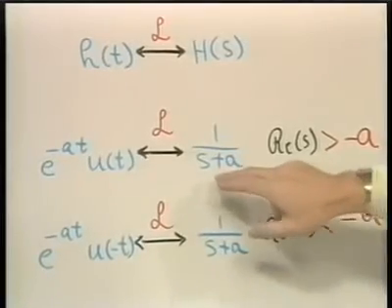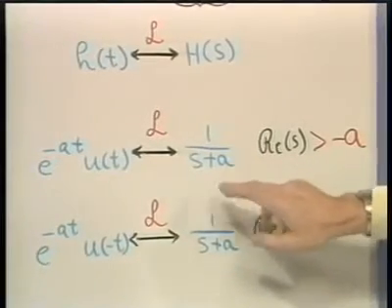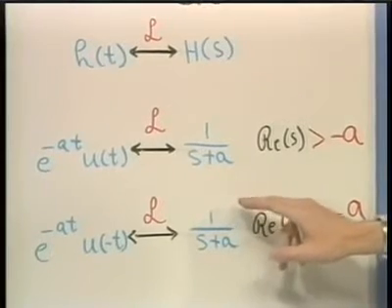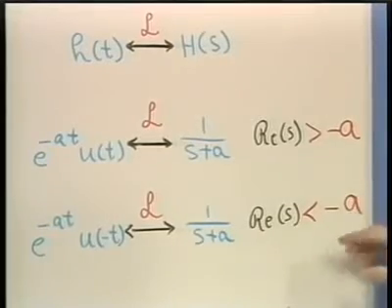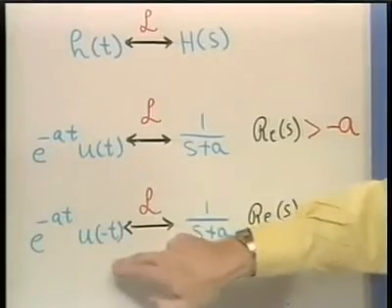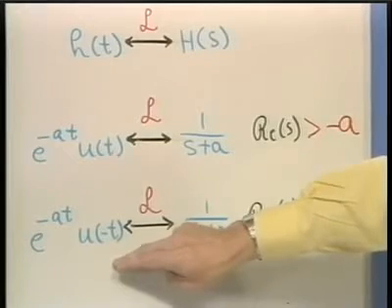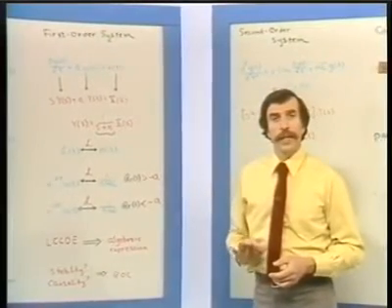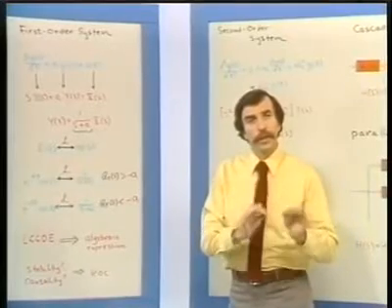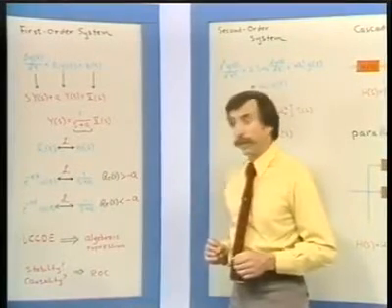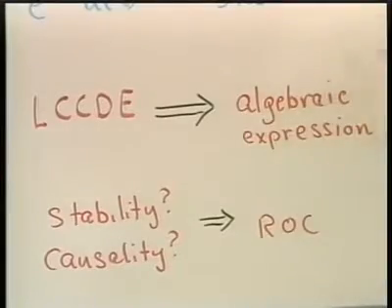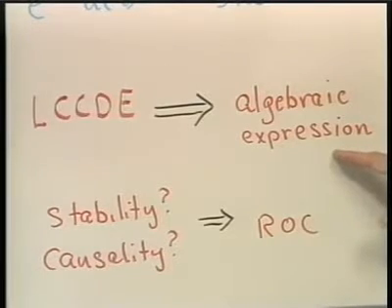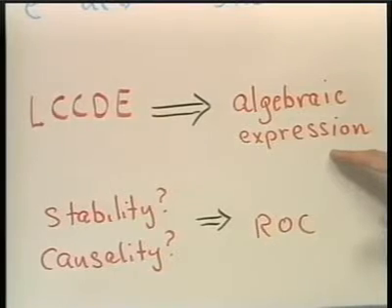Whereas with a positive, if we knew that the system, let's say, was non-causal, then we would associate with that this region of convergence, and we would know then that this is the impulse response. So a very important point is that what we see is that the linear constant coefficient differential equation gives us the algebraic expression for the system function, but does not tell us about the region of convergence. We get the region of convergence from some auxiliary information.